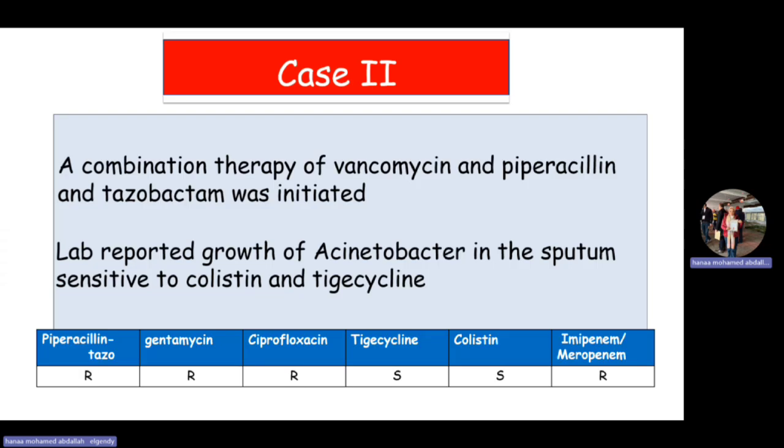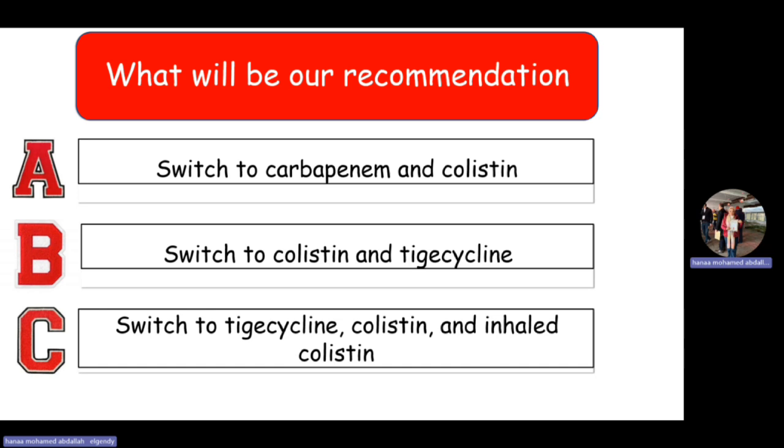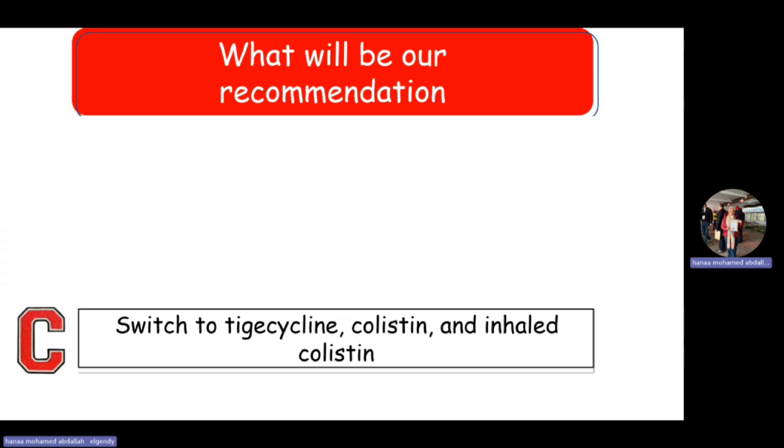In case 2, a combination therapy of vancomycin and piperacillin tazobactam was initiated, but the lab reported growth of Acinetobacter in the sputum, sensitive to colistin and tigecycline. The patient was not improving. So we switch to carbapenem and colistin, or to colistin and tigecycline, or to colistin, tigecycline and inhaled colistin. We will switch to tigecycline, colistin, and inhaled colistin because it is a severe form. There is a very big debate about when and how to give the inhaled colistin. We will discuss it now.